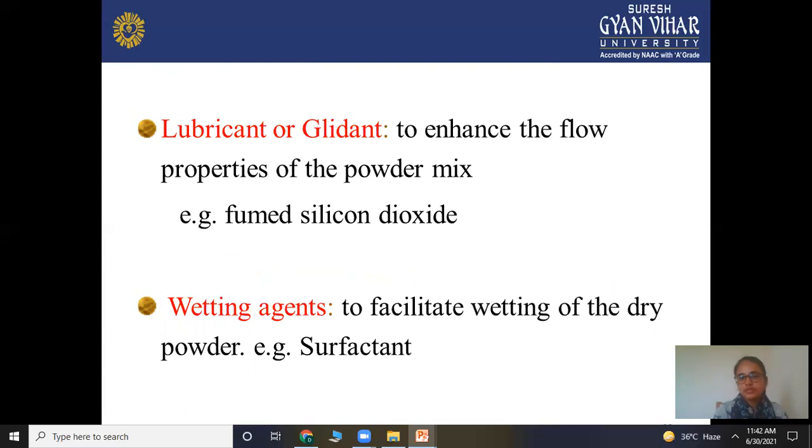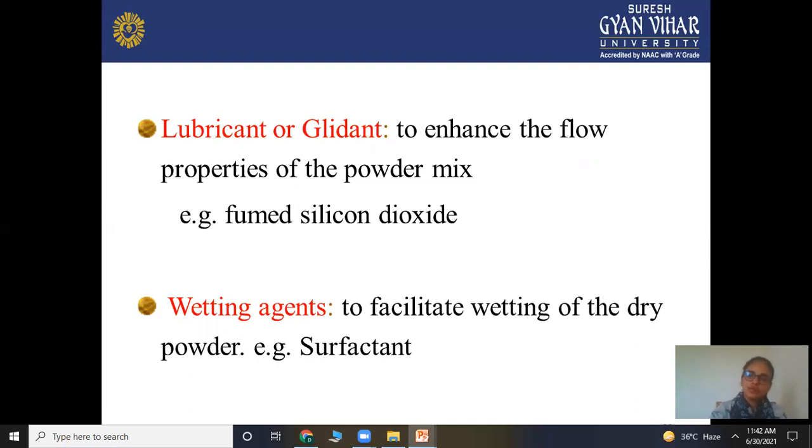Next is wetting agent. A wetting agent facilitates wetting of the dry powder, and that is a surfactant. The surfactant is mainly used to reduce the surface tension and improve wettability of your formulation or dry powder. So you can also use a wetting agent in the hard gelatin capsule.